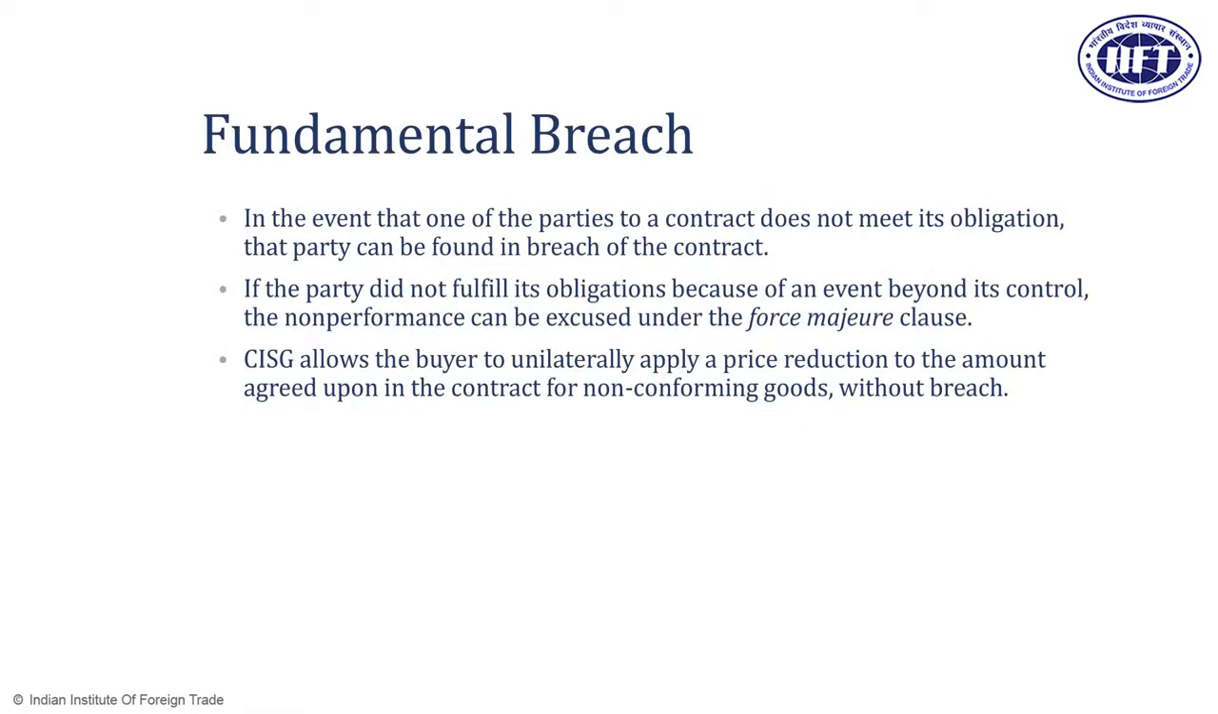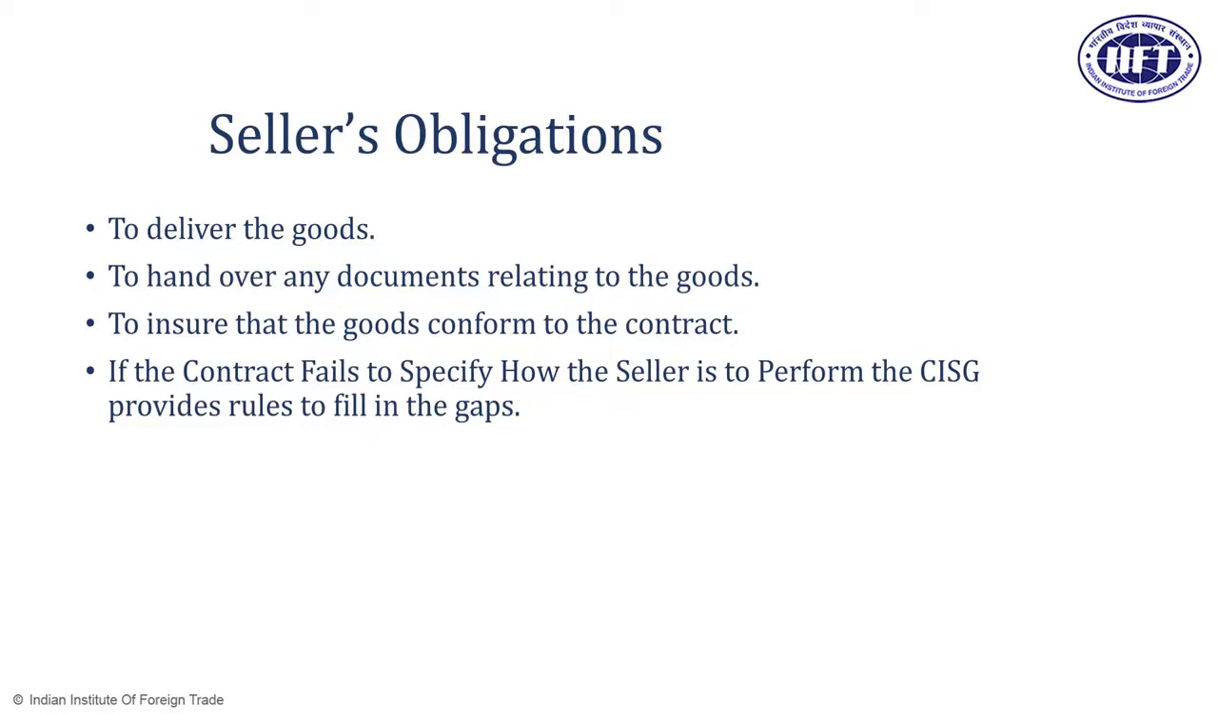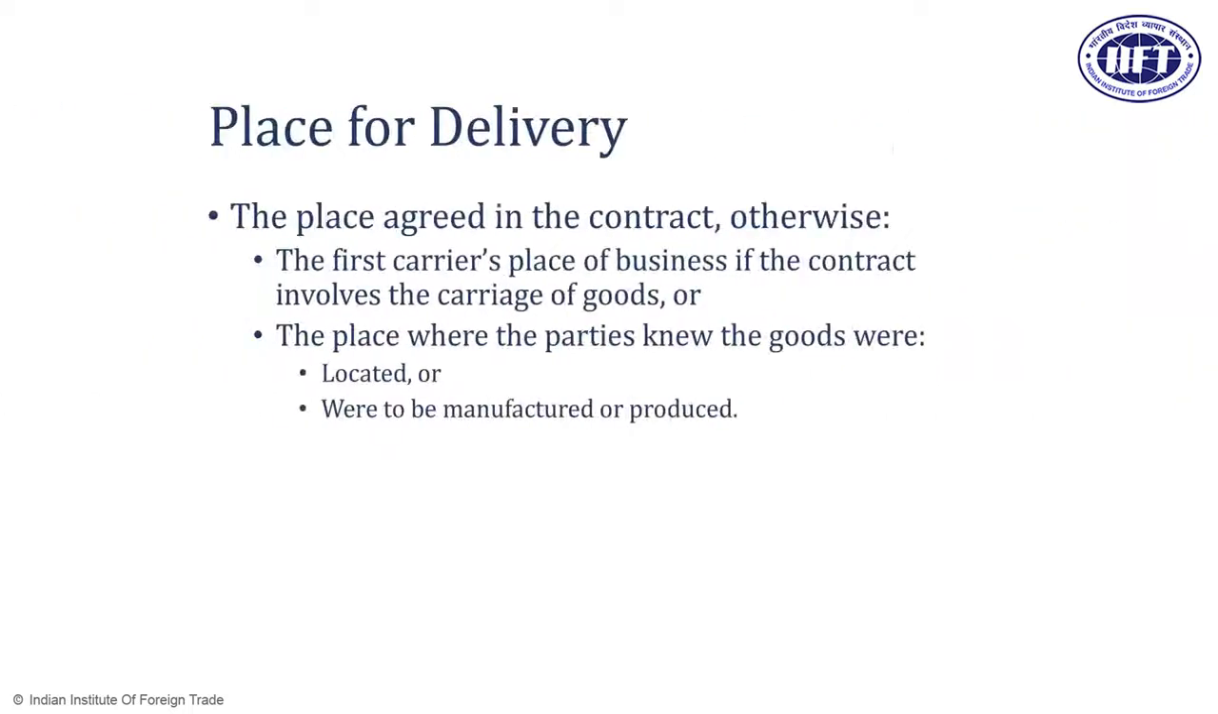One other very important aspect of a contract is a breach. What do we mean by breach? A breach basically means that either of the parties fails to meet its obligations. What do we mean by obligation? Obligation means what has to be fulfilled by either the seller or the buyer. What is the obligation of the seller in trade? The obligation of the seller is to deliver the right type of goods, to hand over any kind of documents related to the goods, and ensure that the goods are as per the contract.